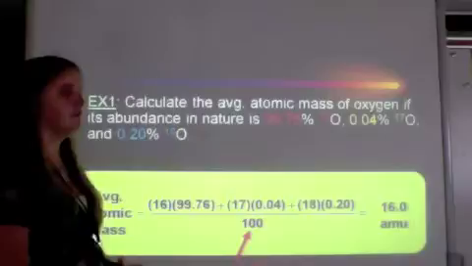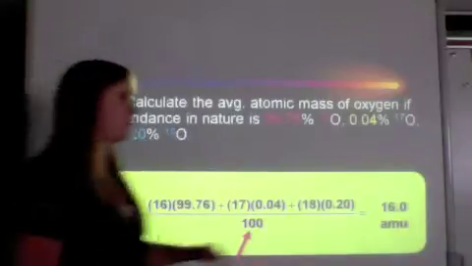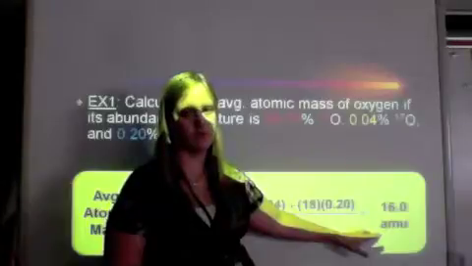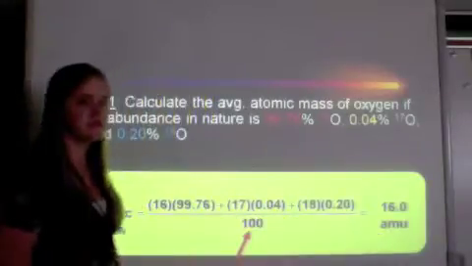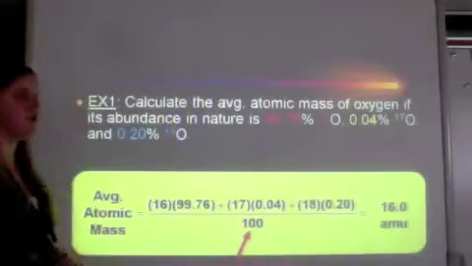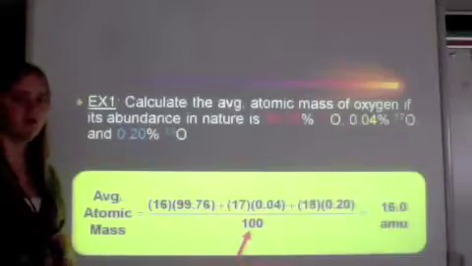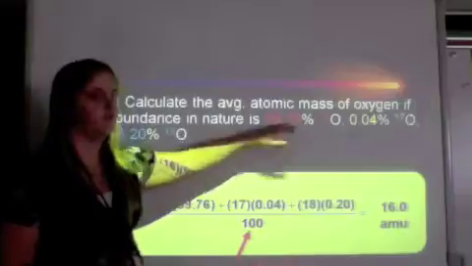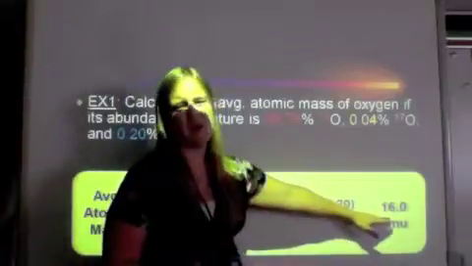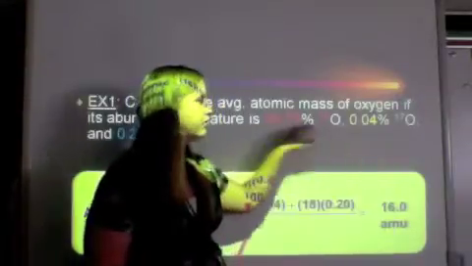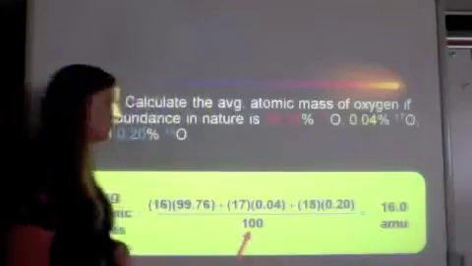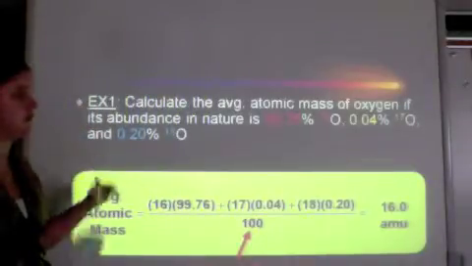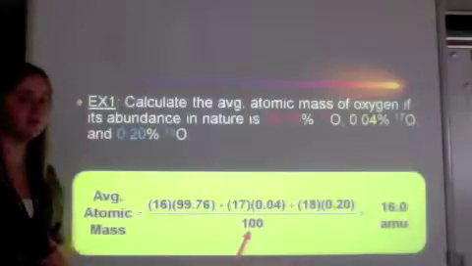Now you're going to do these to one decimal place, and the unit will always be AMU. If you leave that off, 1 point off. Now, this should make sense that it's 16.0, because which isotope do we have the most of? Oxygen 16. So the average atomic mass should be close to whichever one you have the most of. Obviously, the number should fall somewhere between your different isotopes. If it does not, you did something wrong.